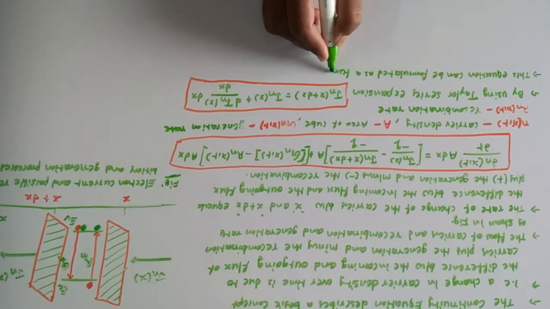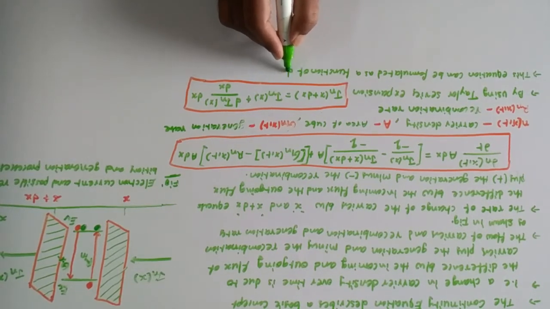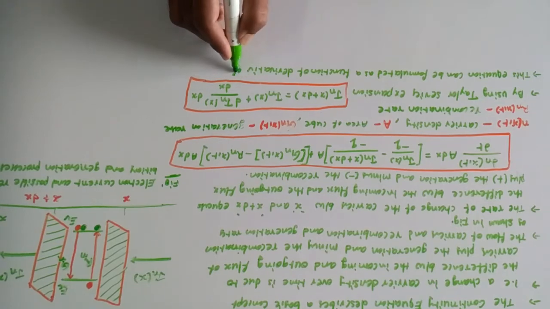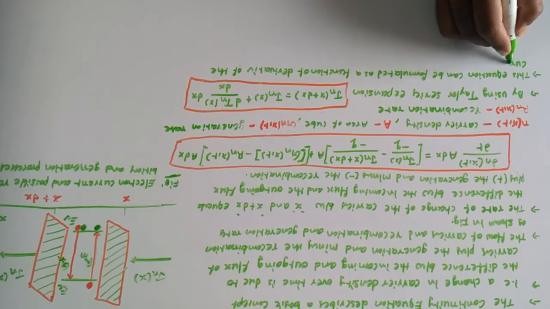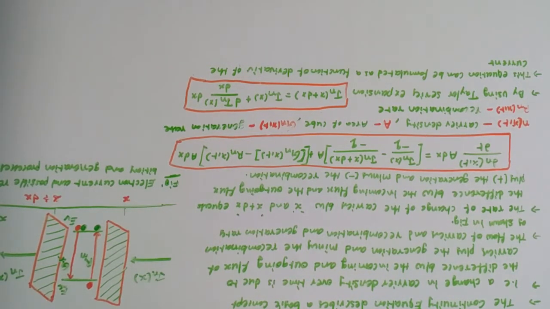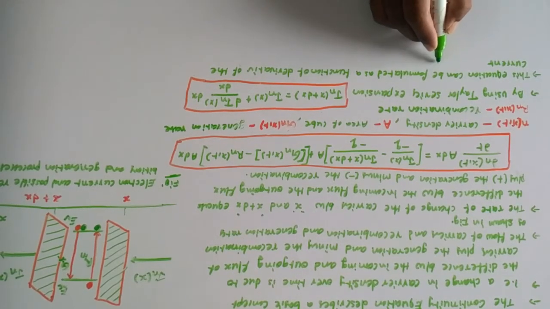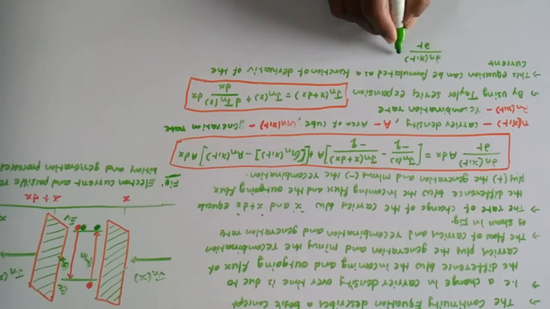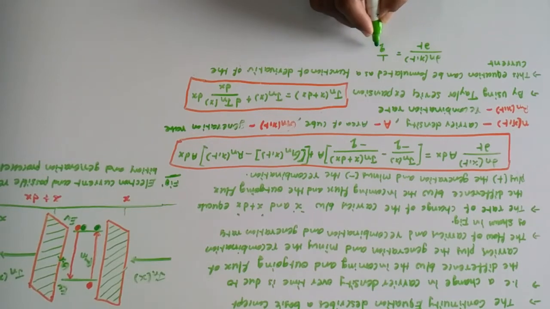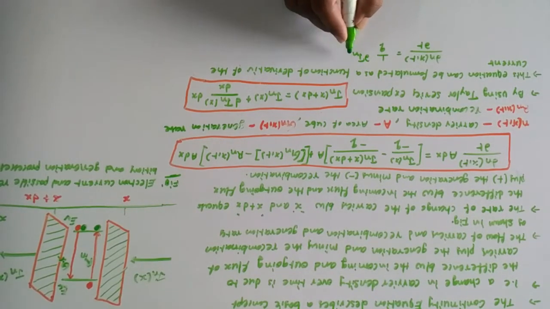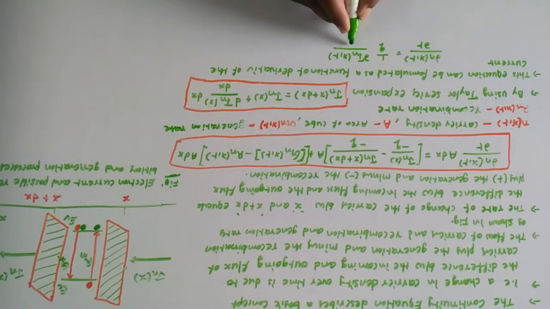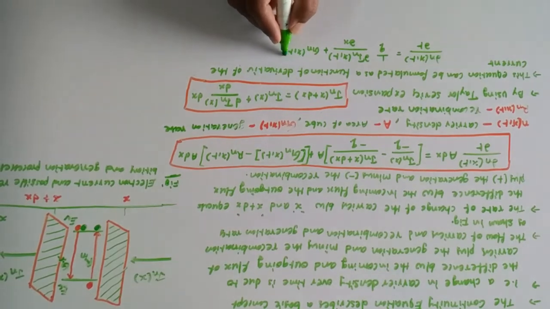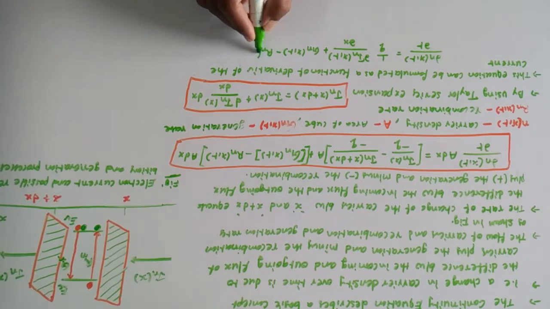As a function of the derivative of the current of electrons, that is, dou n(x,t) divided by dou t equals 1 by q, dou Jn(x,t) divided by dou x, plus Gn(x,t) minus Rn(x,t).